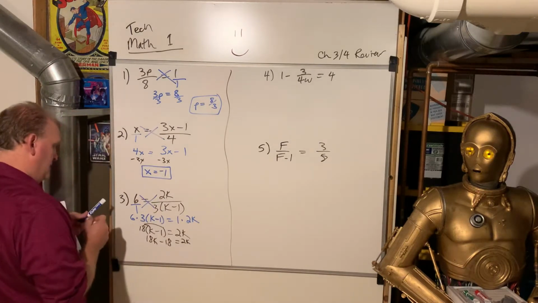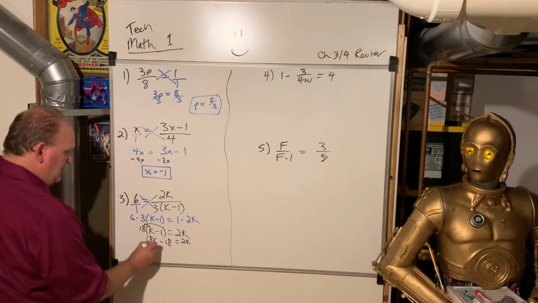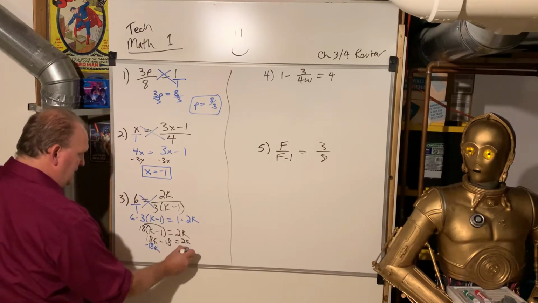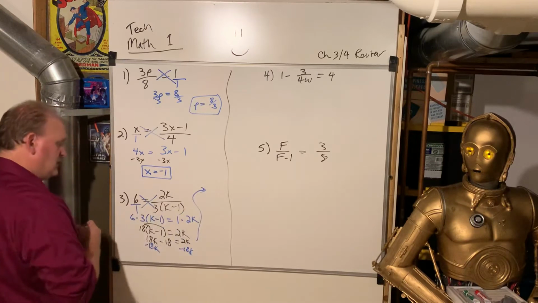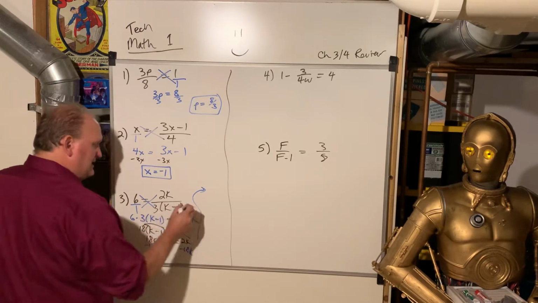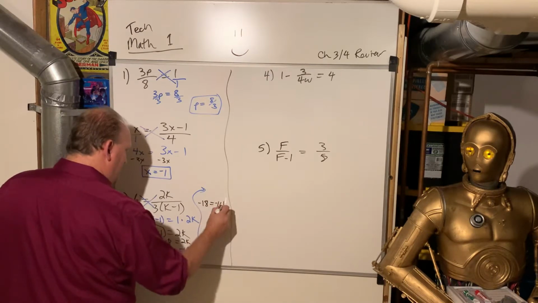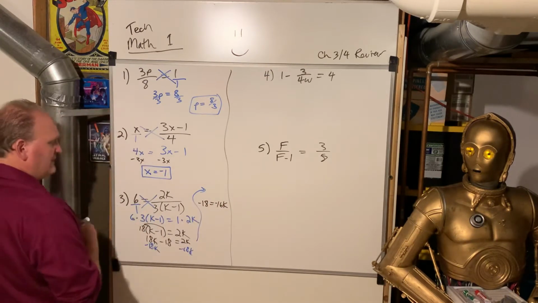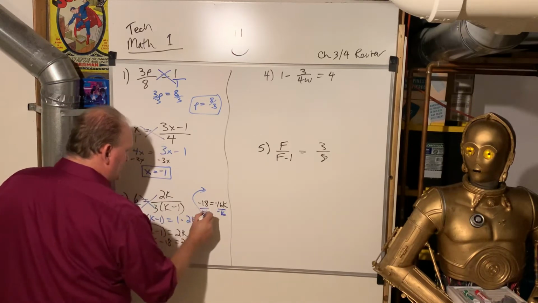And then I'd say let's move the k's over to the right side. So minus 18k, and here I'll rewrite it up here. So that leaves us with -18 is equal to -16k. And then you always divide by what's in front of the variable. So divide by -16, divide by -16.